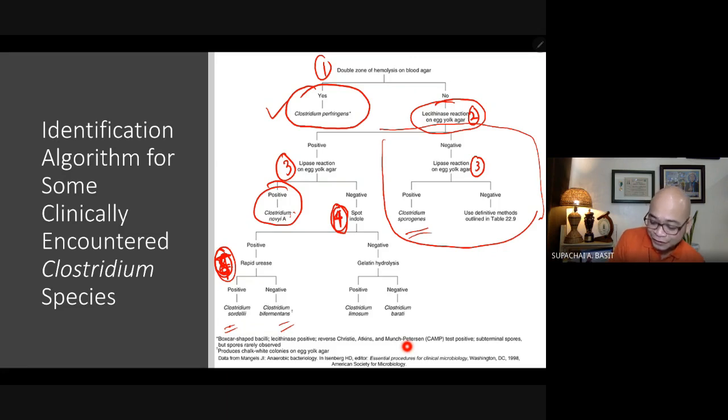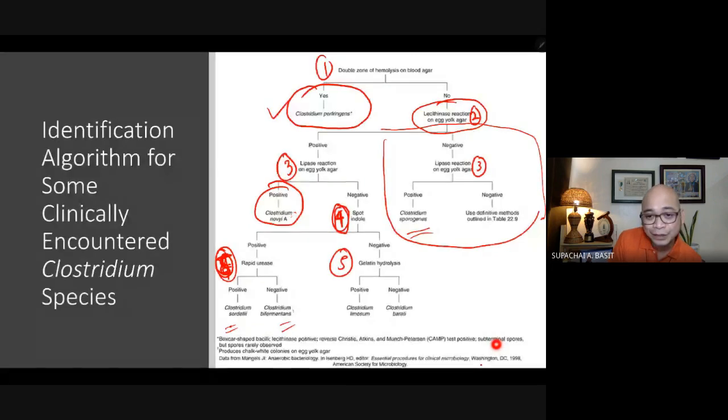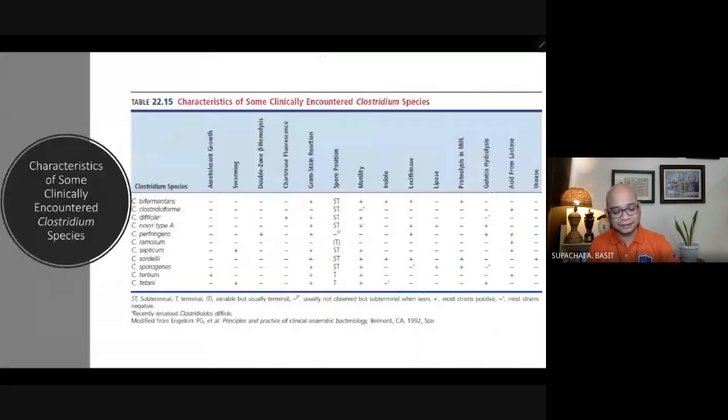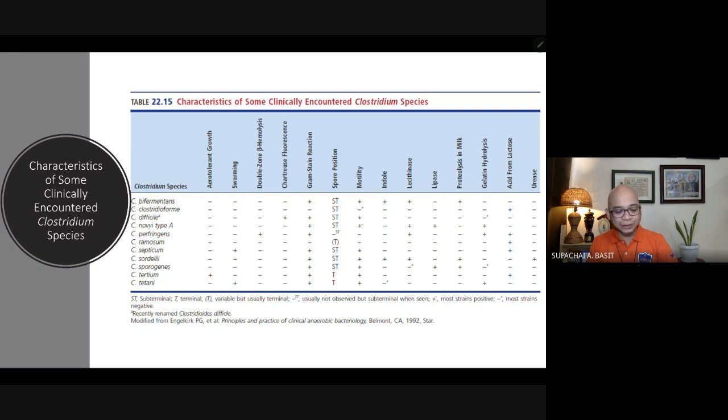Now, if it's negative in the spot indole test, the fifth test that you have to do for this particular pathway would be the gelatin hydrolysis test. If it's positive, then you're dealing with Clostridium limosum. If it's negative, then you're dealing with Clostridium barati. Okay, so this is the algorithm for clinically encountered Clostridium species. This is the table from a while ago that you need to study.